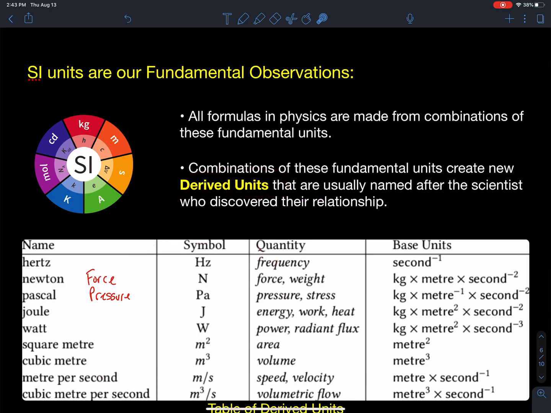A derived unit is any unit that is a combination of the fundamental units. You can see here, even though that's a fundamental unit, we've done some math to it: 1 divided by it.